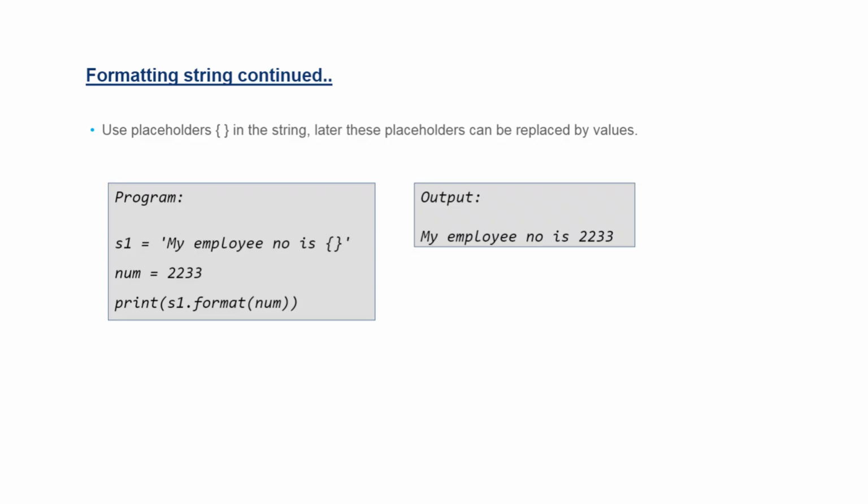Next, use curly braces in the string. Later these curly braces can be replaced by a value. For example, S1 has "my employee number is {}" and number has 2233. Now if you write print S1.format(number), the number that is assigned to the variable num will be printed in S1, like: my employee number is 2233.